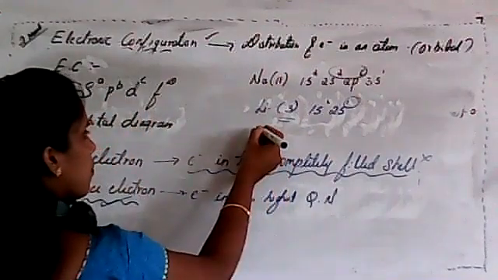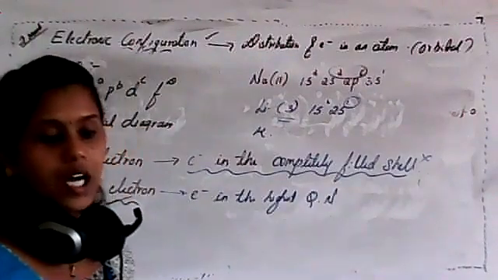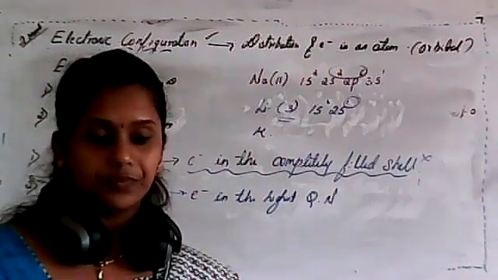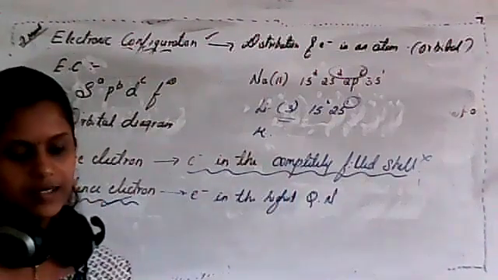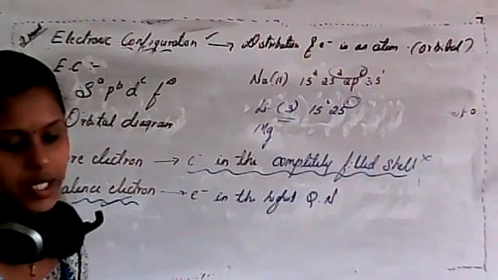If I consider sodium, or else potassium. What about potassium, student? How many electrons? Yes, the atomic number of potassium is 19. And the number of valence electrons? If I consider magnesium, what is the atomic number of magnesium, student?